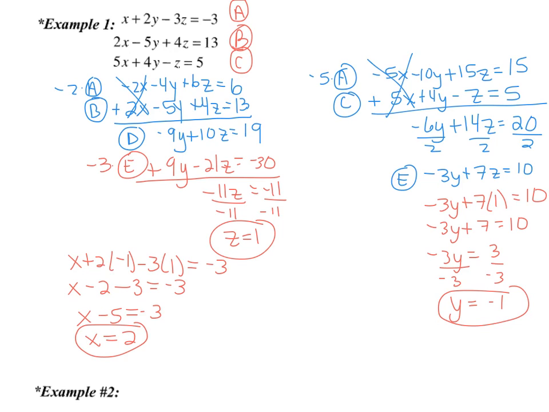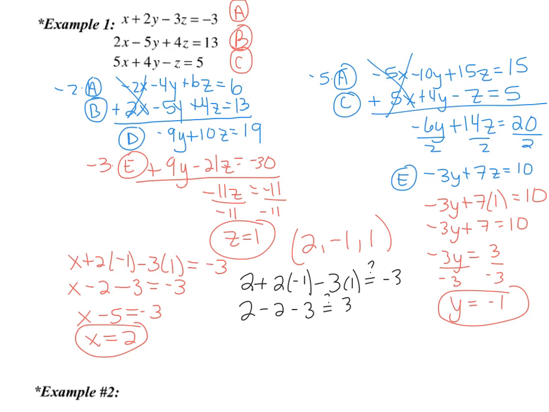And so that gives us the ordered triple 2, negative 1, 1, because you have to put them in order x, y, z. And we should plug that in, make sure it works in all three equations. In the first equation, 2 plus 2 times negative 1 minus 3 times 1, does that equal negative 3? Well, 2 minus 3, we get 0 minus 3, negative 3 does in fact equal negative 3, so it checks in the first one.